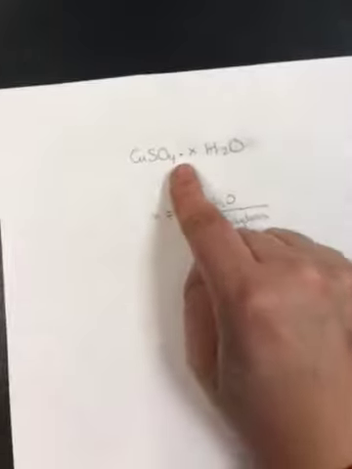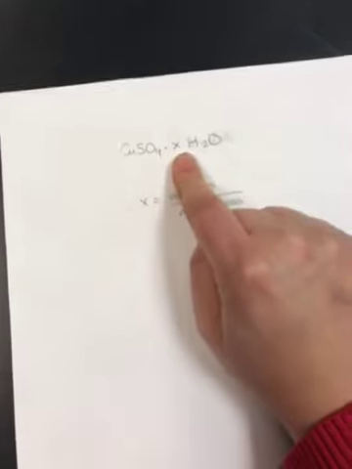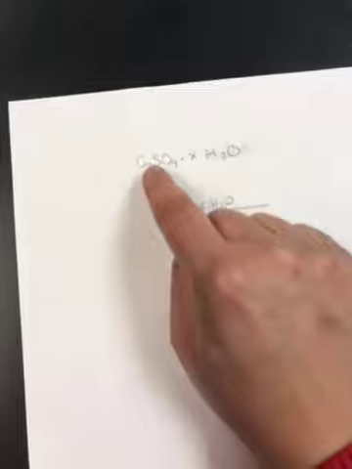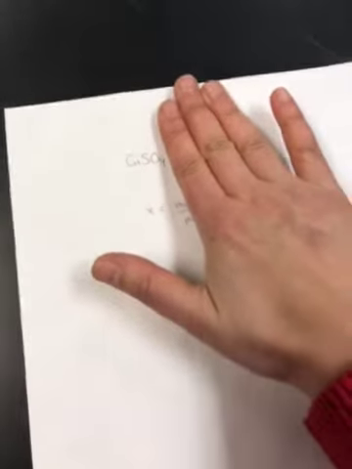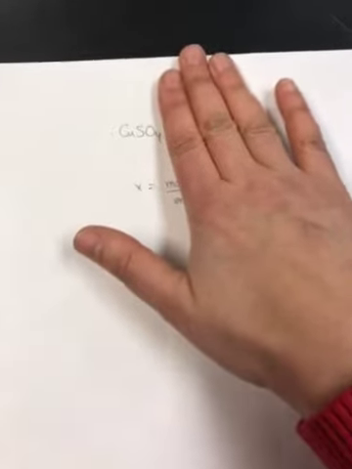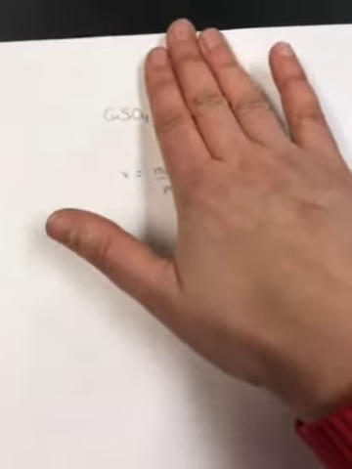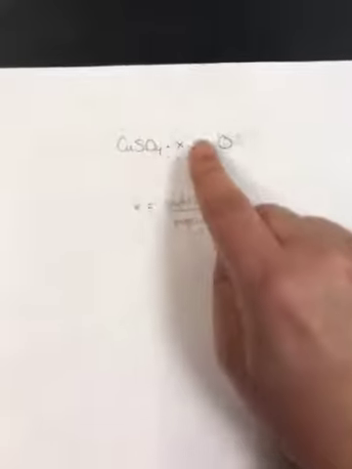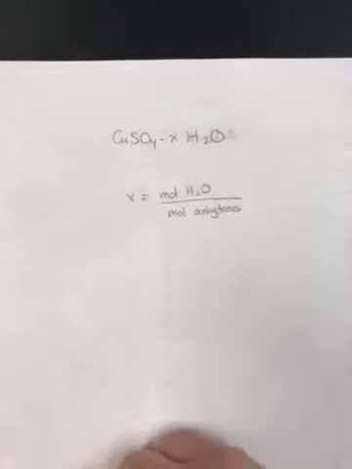So copper 2 sulfate is CuSO4. We know it's a hydrate, so we know that it has some amount of water in it. So this portion by itself, just the copper sulfate without any water, we would call the anhydrous. Anhydrous means it's not hydrated, it doesn't have water. But with the water, the whole thing would be called a hydrate. So a hydrate is an ionic substance that has water trapped in its crystal.